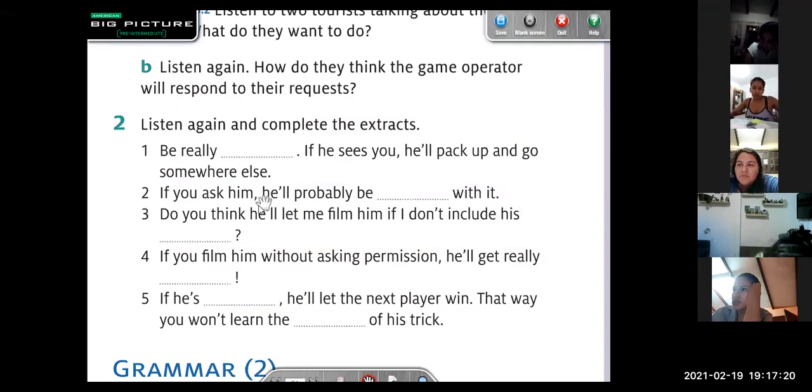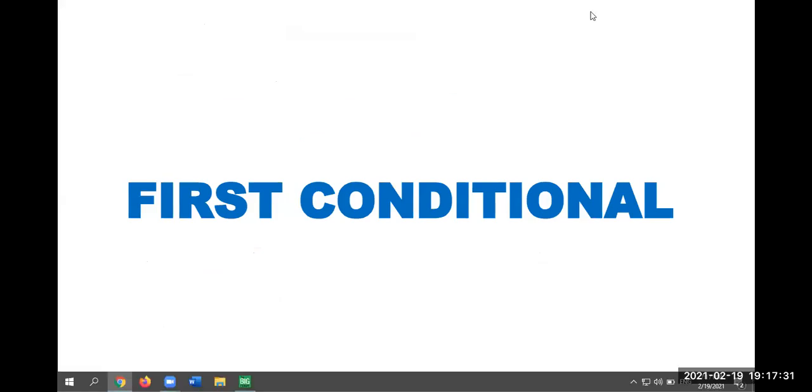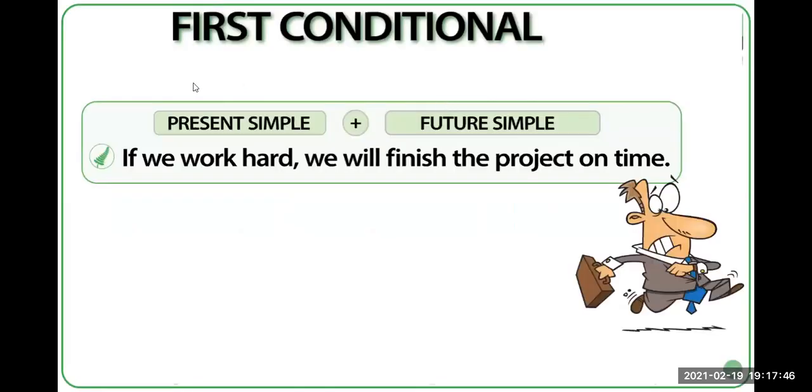Let me show you. This conditional sentence is called the first conditional, okay? So I want you to take notes in your notebooks. The last conditional that we learned last class was the zero conditional, but this one is the first conditional, okay? So let's pay attention to this first conditional. It says, we use the present simple and the future simple. For example, if we work hard, we will finish the project on time.